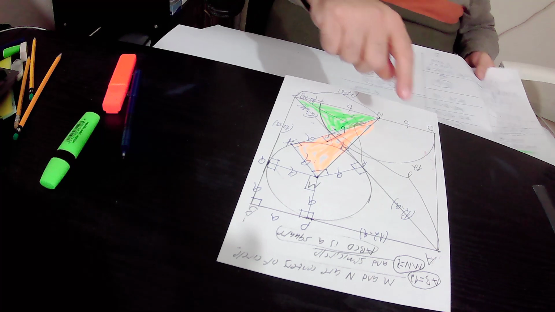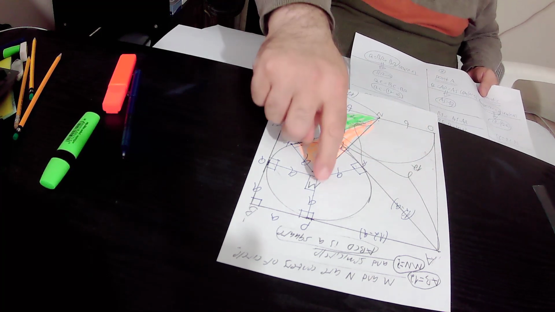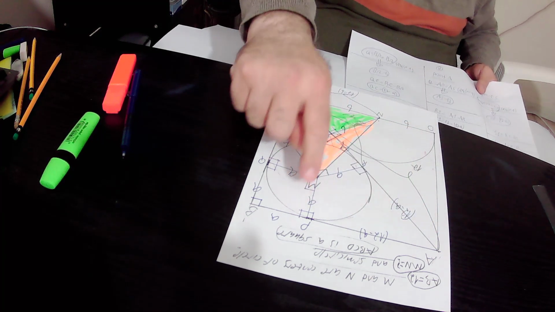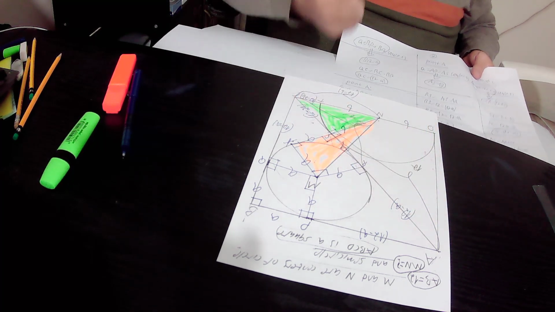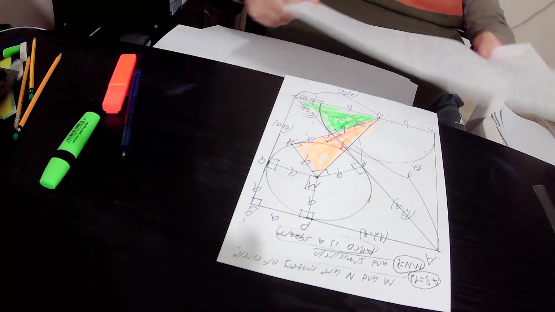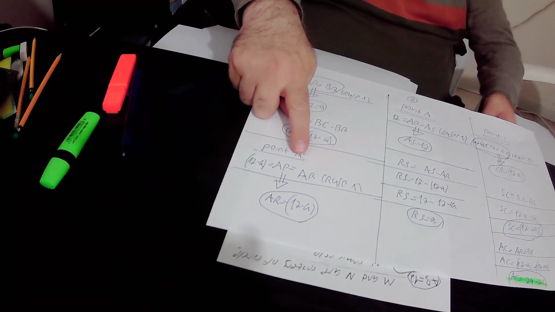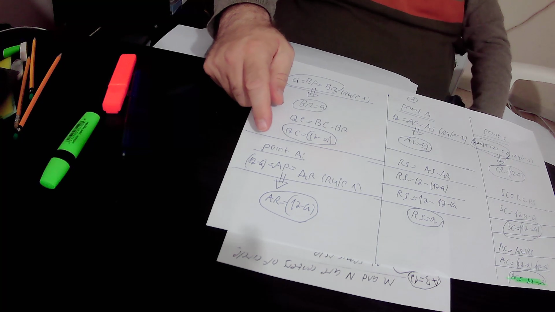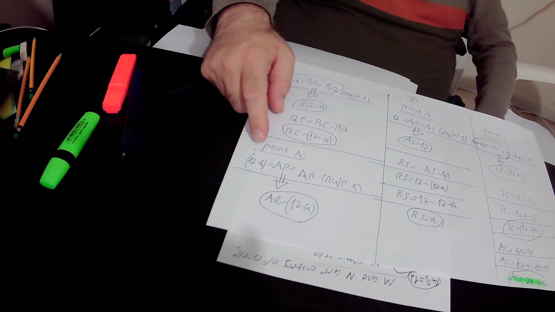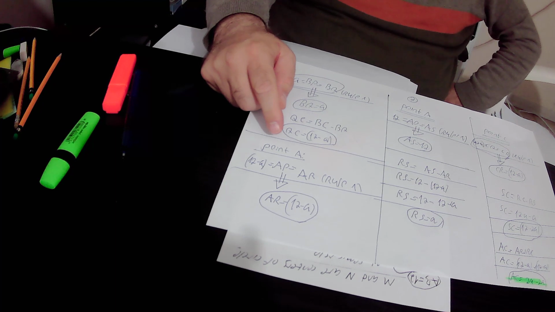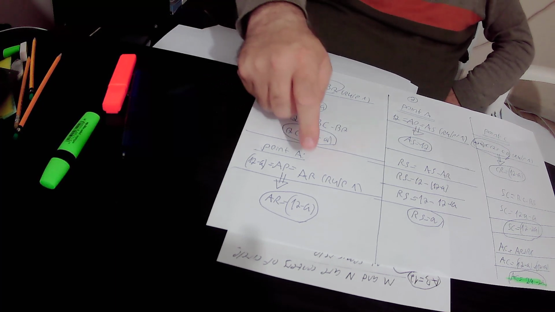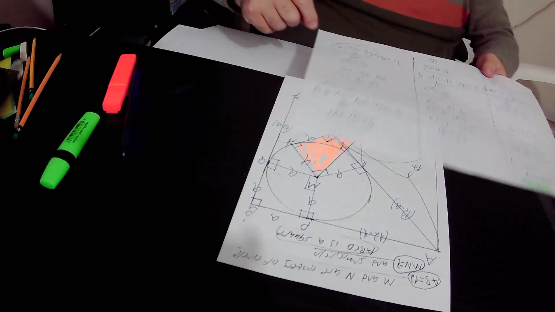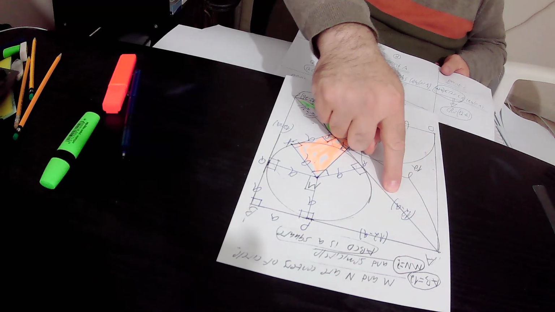Then we focused on the external point, point A. From the external point A, we have two tangents to this circle. The first tangent is tangent AP. The second tangent is tangent AR. According to rule number 1, they must be equal to each other. So here, AP must be equal to AR. But we have already found out that AP equals 12 minus A. So from the equation 12 minus A equals AP equals AR, we conclude that AR is also equal to 12 minus A.